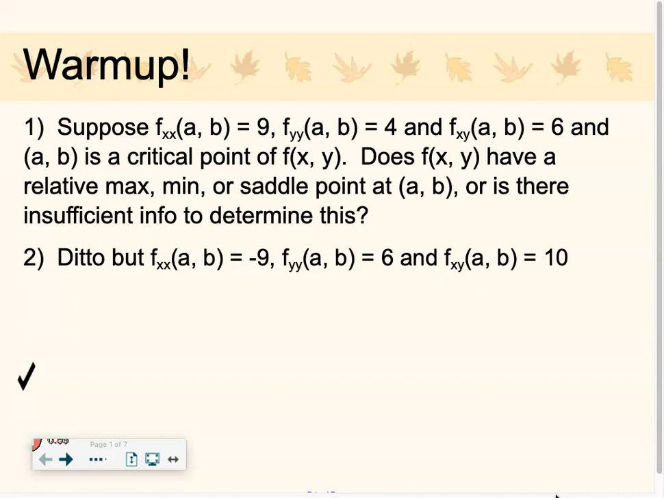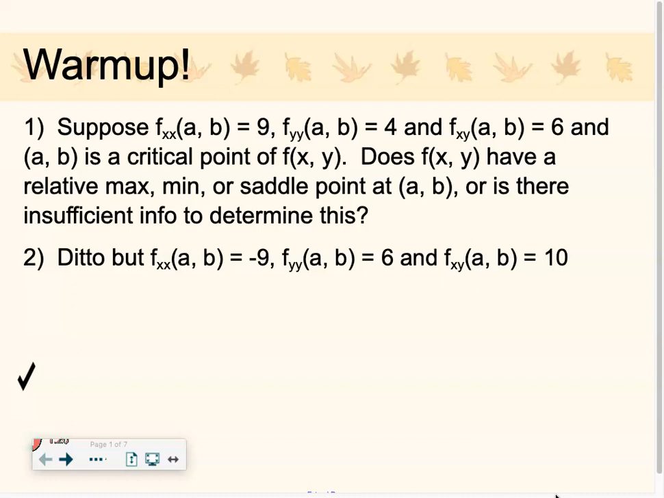So anyway, D equals 36 minus 36, which gives you 0. When your D is 0, you end up having an inconclusive critical point. So then you really just need to look at the graph. All right, good. So which is what you all got.